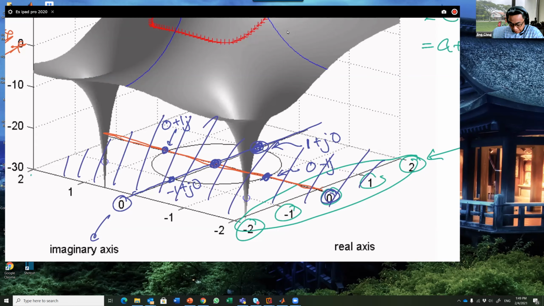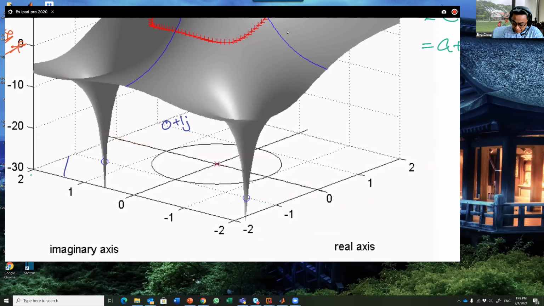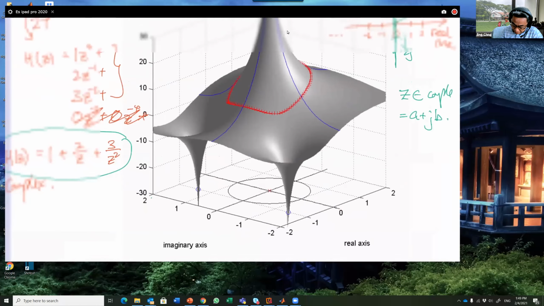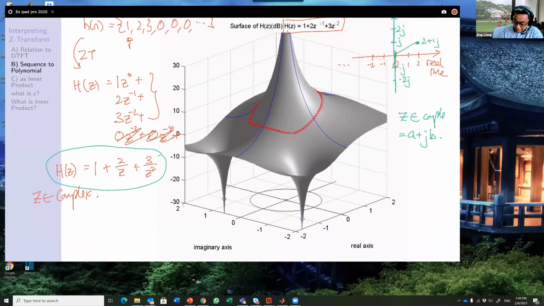Okay, and now I can choose any point I want. And if I choose any point I want, what do I do? I plug in a z. For example, the easiest value I can plug in is minus 1 plus j0. Z equals minus 1 plus j0. This is this point here, because I can look here, this is minus 1 in the real and 0 in the imaginary.